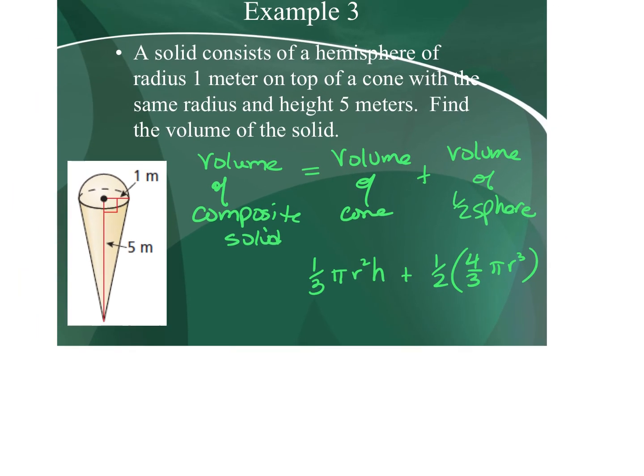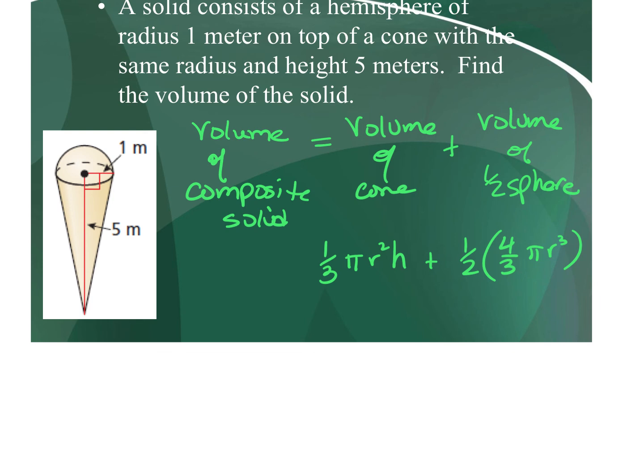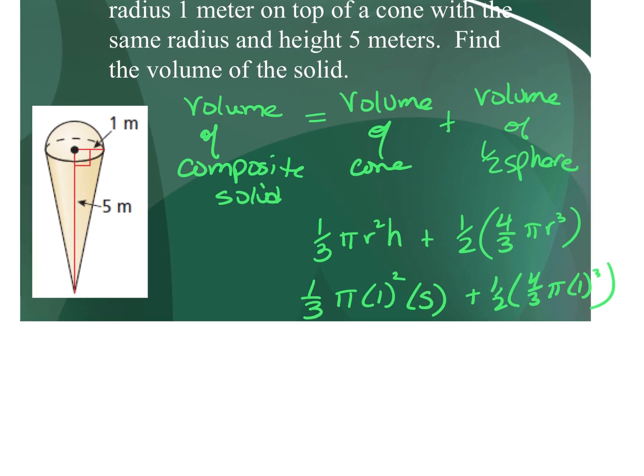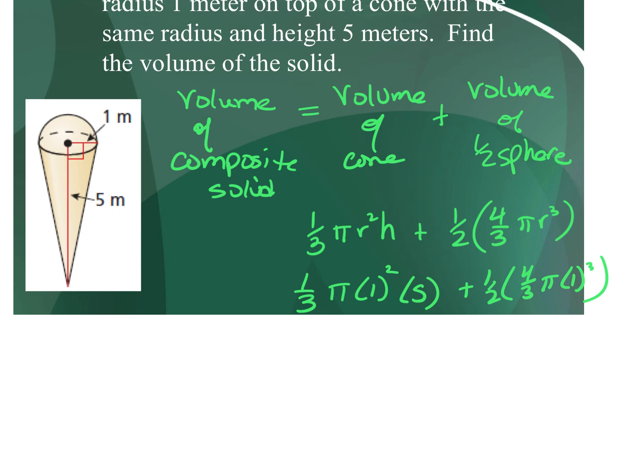So let's fill in what we know. We know the radius is 1. So 1/3 pi, 1 squared. The height of the cone is 5. The radius of the hemisphere is the same as the cone, it's 1. So 1/2 times 4/3 pi times 1 cubed. And now let's go ahead and simplify some stuff. So this becomes 5/3 pi because 1 squared is just 1. And then over here, this will become 2/3 pi.